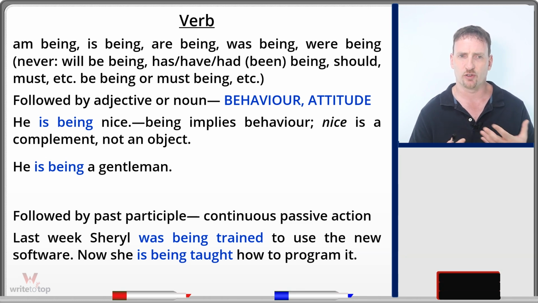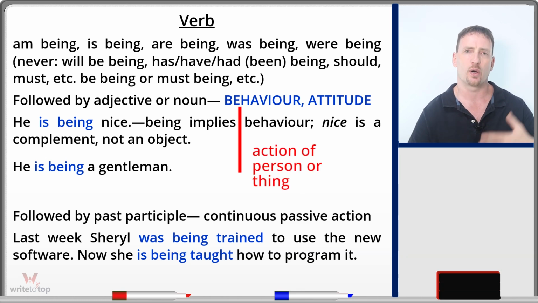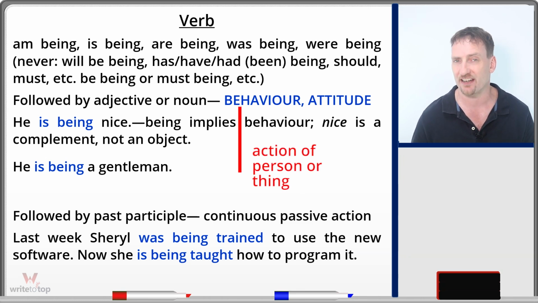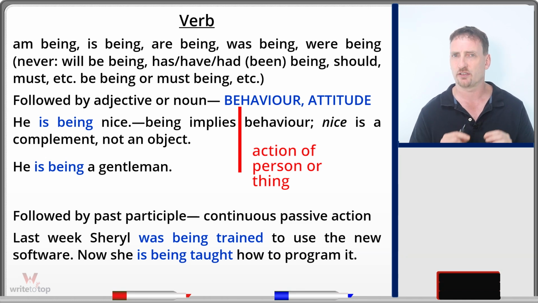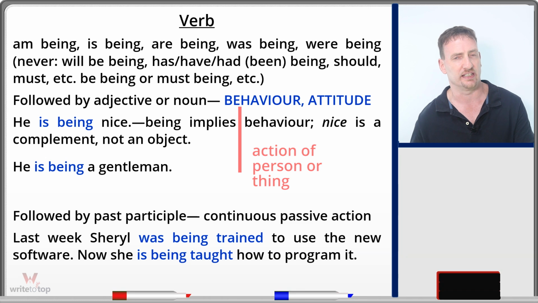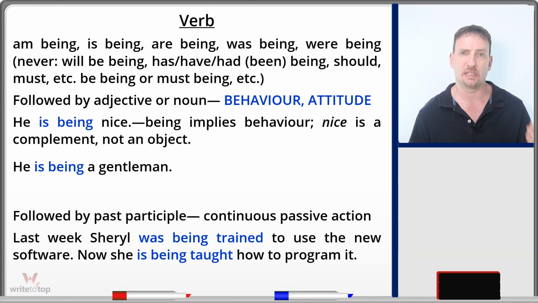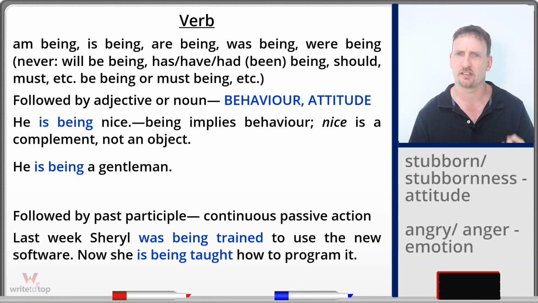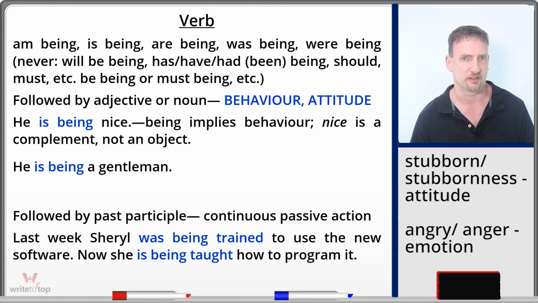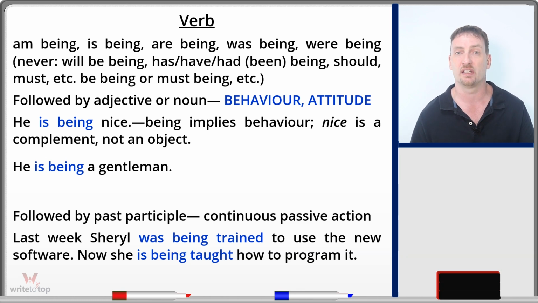So although there is no particular action we can point to, we can say that the general actions of the person show a certain behavior or a certain attitude. Now, it's very important not to confuse attitude with feeling. You can't say somebody is being angry. You can just say somebody is angry, but somebody is being stubborn. Stubborn is more of an attitude. So the things they say or the things they do suggest that they are very stubborn or they're very annoyed, like he's being annoying, right?